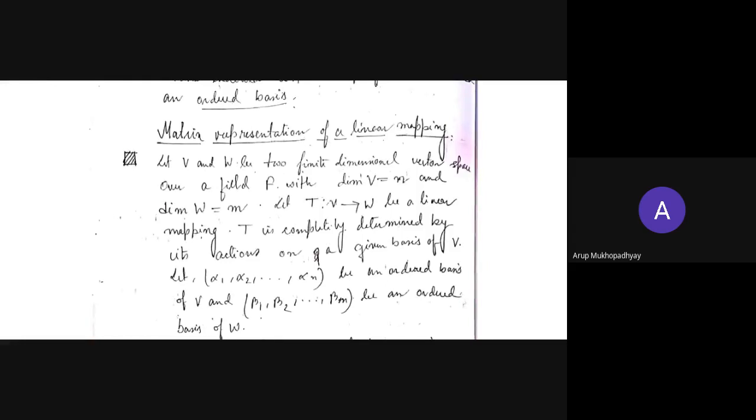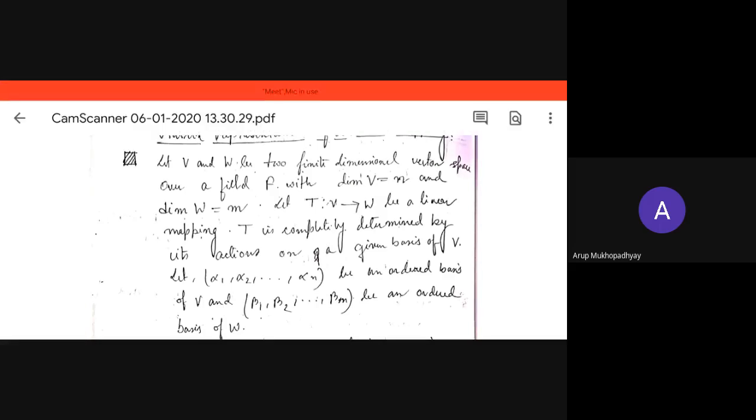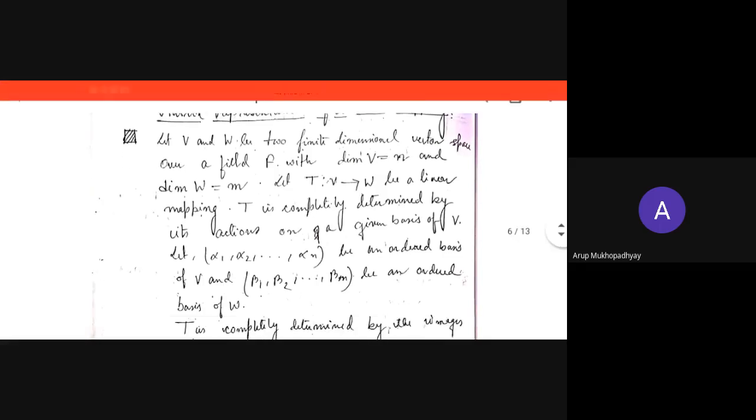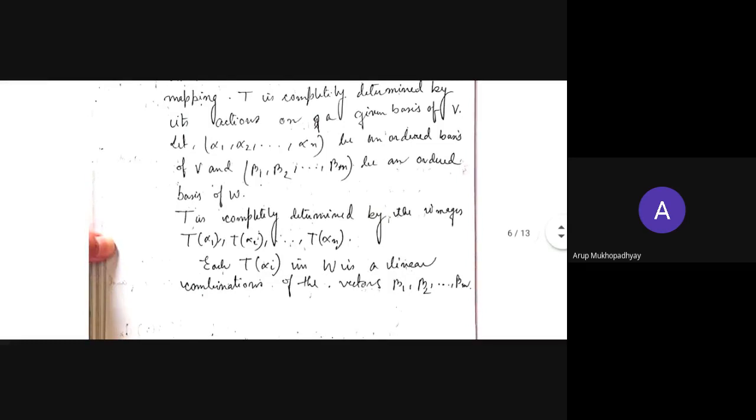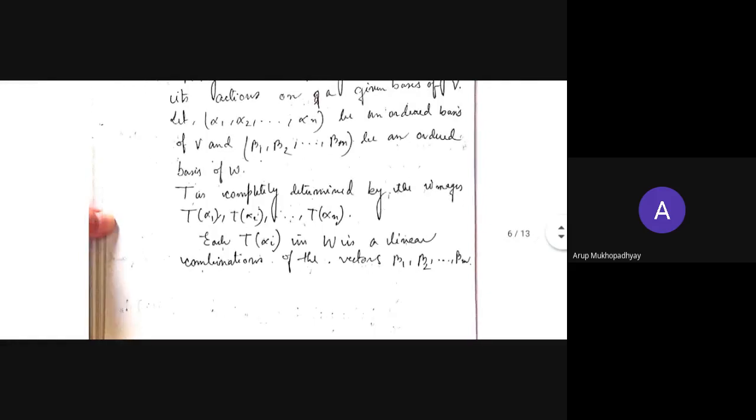So here we have chosen that alpha 1, alpha 2, dot alpha n be an ordered basis of V, and beta 1, beta 2, dot beta m be an ordered basis of W. Here we have chosen this. Now I will say that T is completely determined by the images T of alpha 1, T of alpha 2, dot T of alpha n. This is obvious. Next we will say that each T alpha i in W is a linear combination of the vectors beta 1, beta 2, dot beta m.